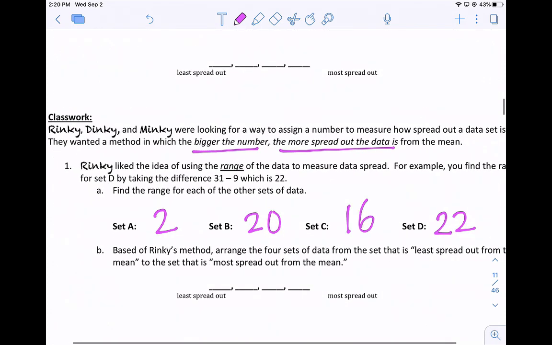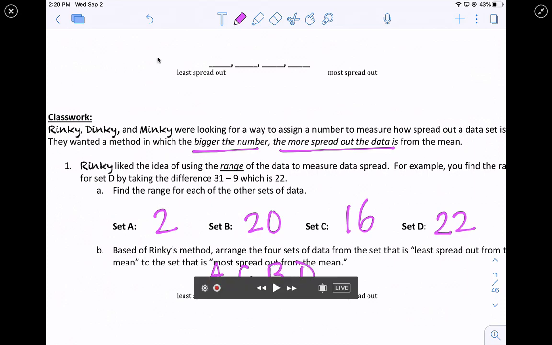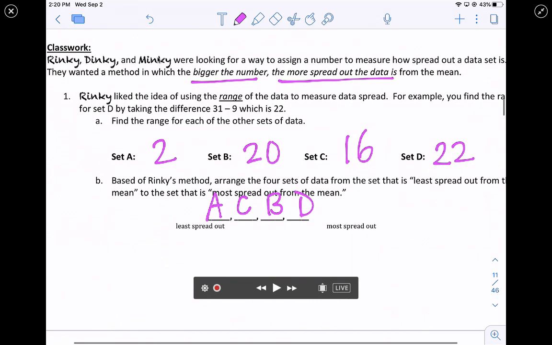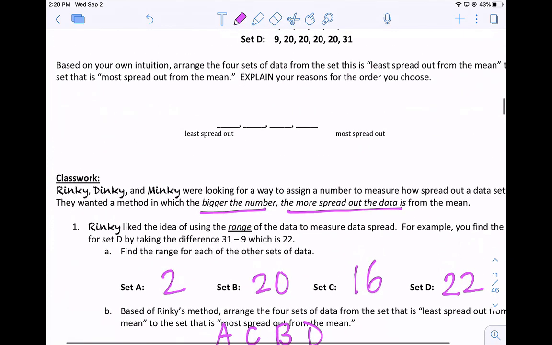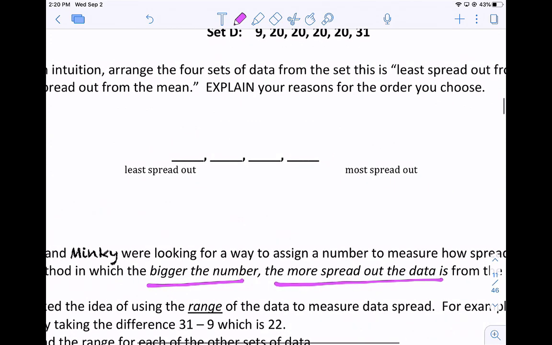Okay, so according to Rinky's method, what the number indicates is that set A is the least spread out, C is the next least spread out, B, and then D. All right, so using Rinky's method of range, here is the order that we get from least spread out to most spread out. So think back to your order, and I would ask you if we were in class, okay, how many of you used Rinky's method?